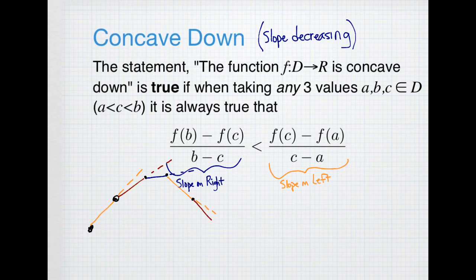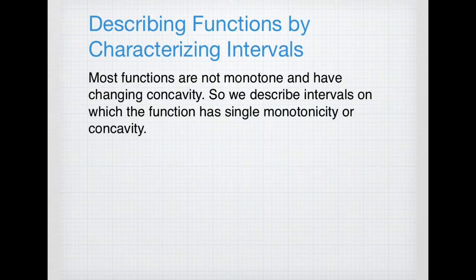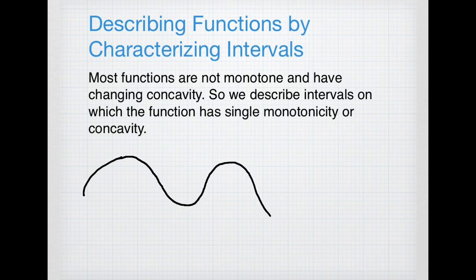And so as I go to the right, notice that what I'm creating is a shape that's an upside down U. It's concave down. And so this is the idea of concave down. The slope is decreasing. Most functions we encounter aren't only increasing or only decreasing. They're somehow a mixture, and they're not concave up and they're not concave down.